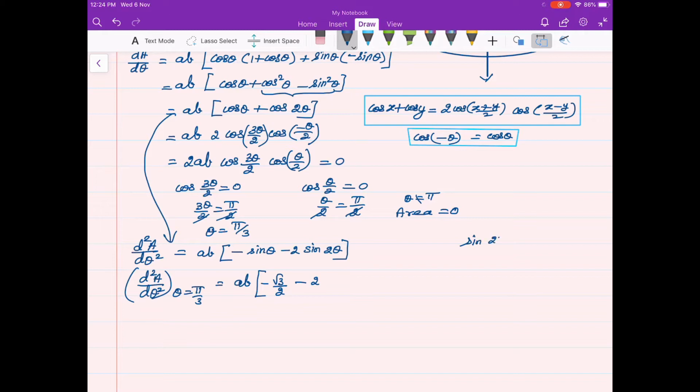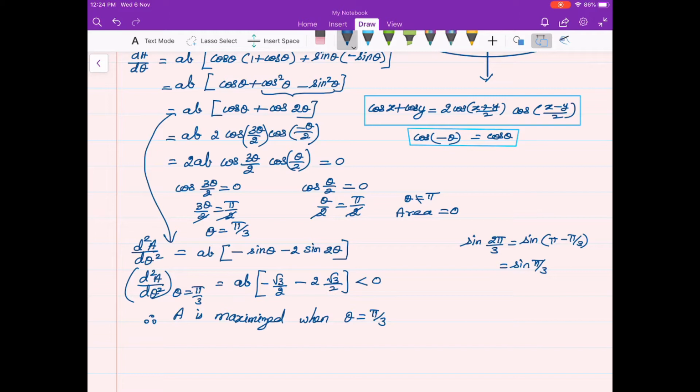Sin 2 pi by 3 is a second quadrant angle. In the second quadrant, sin is positive, which will be same as sin pi by 3. This is root 3 by 2, and both are negative. So, the answer will be negative. Therefore, area of the triangle is maximized when theta is pi by 3.